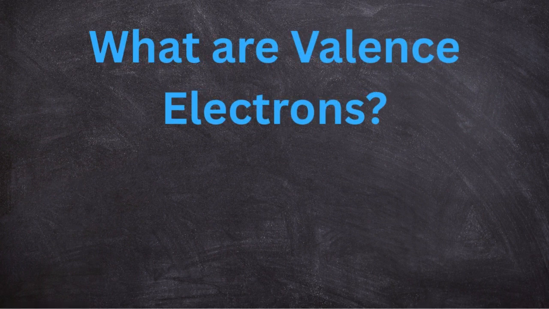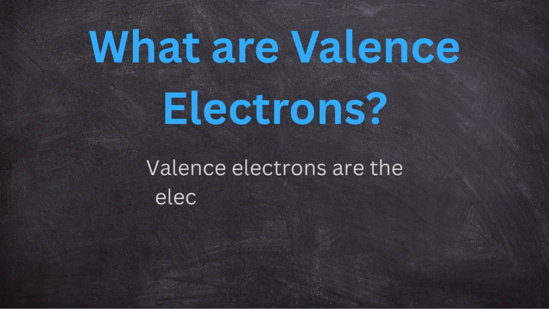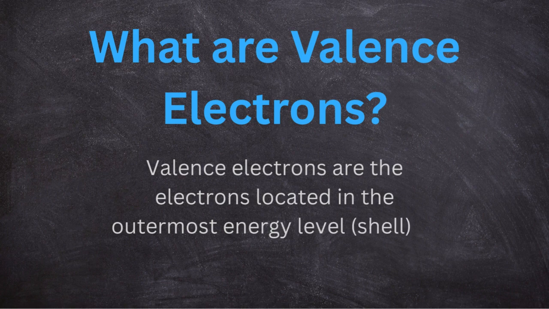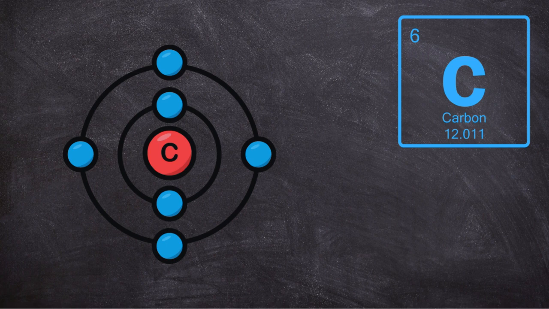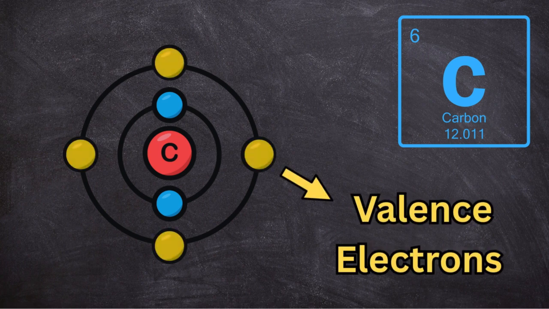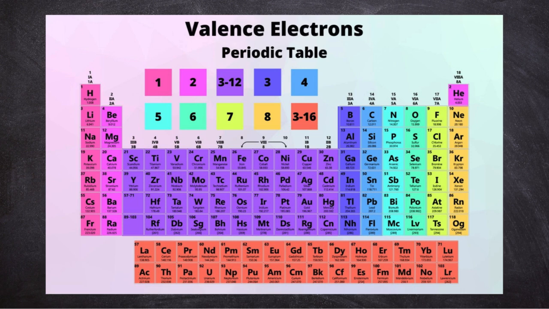Also, before doing Lewis structure, we need to clarify what are valence electrons. Basically, valence electrons are the electrons located in the outermost energy level of an atom. For example, this is the atomic model of carbon, which has 4 valence electrons. In the periodic table, each group has its own number of valence electrons. The elements in group 1 have 1 valence electron, while the elements in group 7 have 7 valence electrons.